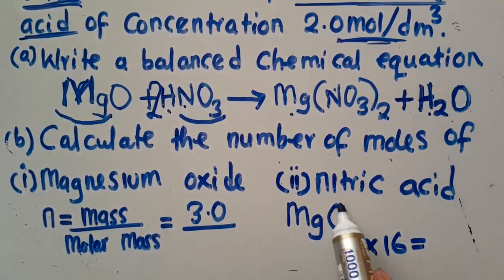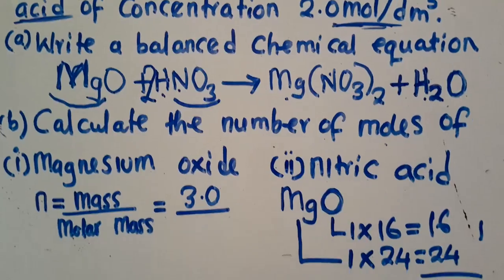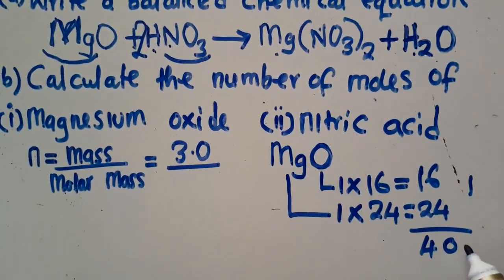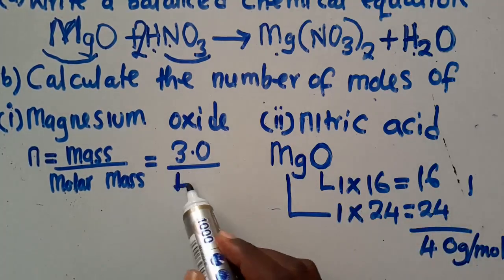16 is the mass number for oxygen. You move to magnesium. 1 times, what is the mass number? 24. So here you are going to get 16 plus 24. What answer are you getting when you add? We are going to get 40. So it is 40 grams per mole. This is the molar mass for magnesium oxide. So this 40, I'm going to write it there like that.